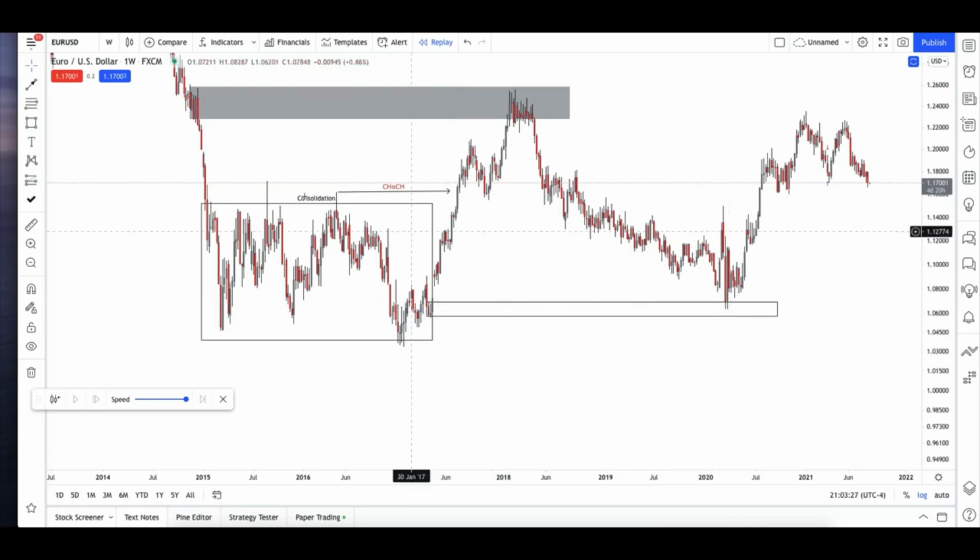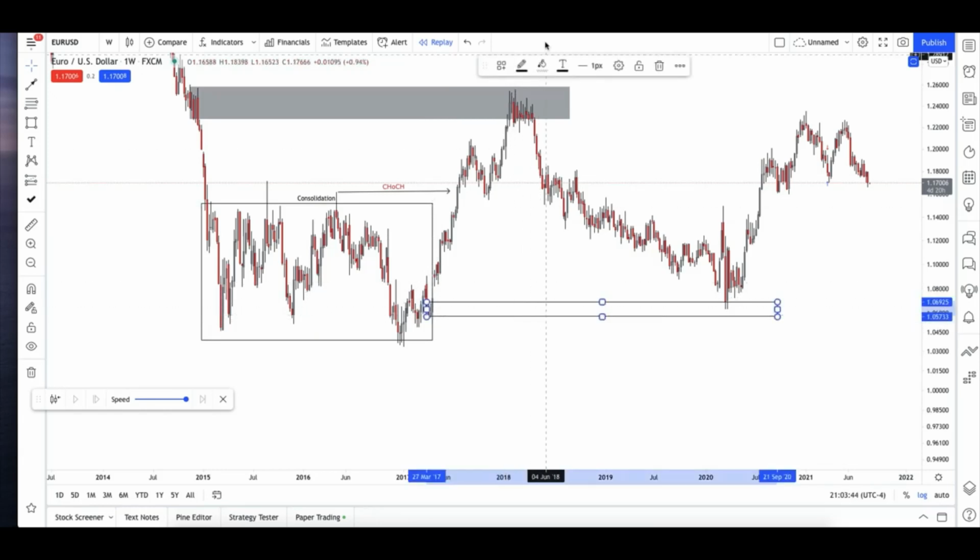Not only did it react to this demand, but it also filled in some imbalance that was here, and there was a gap created right here. And we know when a market creates a gap like this, it must come back to fill in that gap. And as you can see, it did come back and it filled in that gap and mitigated off this weekly demand right over here.